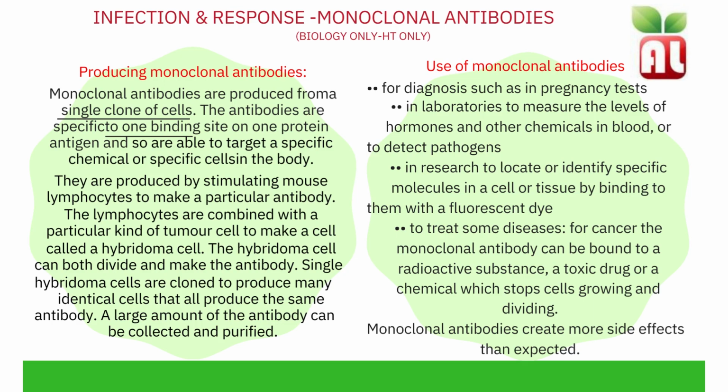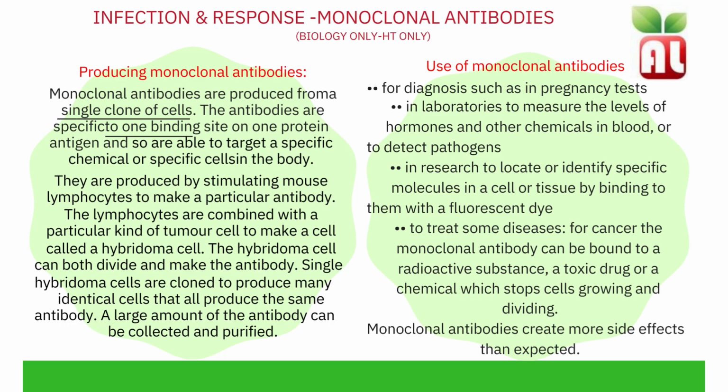Monoclonal antibodies are produced from a single clone of cells. Mono meaning one, clone meaning genetically identical. The antibodies are specific to one binding site on one protein antigen, and so are able to target a specific chemical or specific cells in the body.